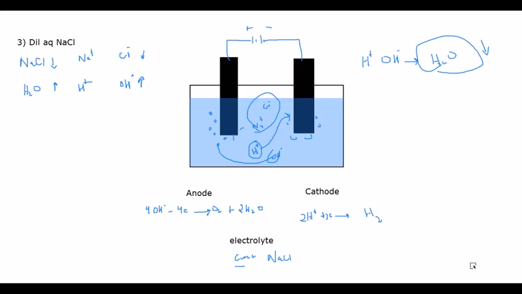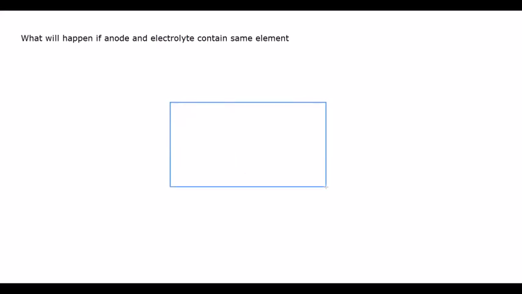Now a new topic related to the same electrolysis. What will happen if the anode and electrolyte contain the same element? So right now we all discussed that we are using a carbon or a platinum electrode, but what will happen if we use an anode and electrolyte that contain the same material? So for example, you have an electrolytic cell.